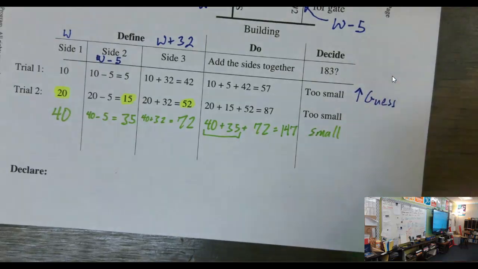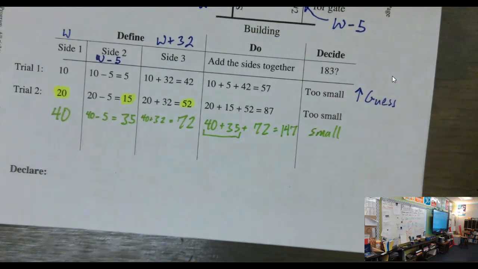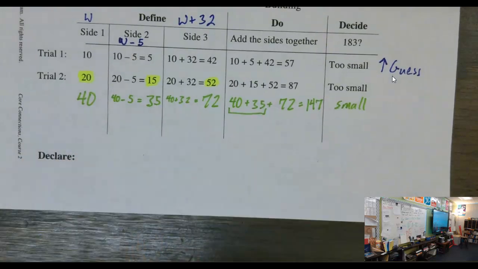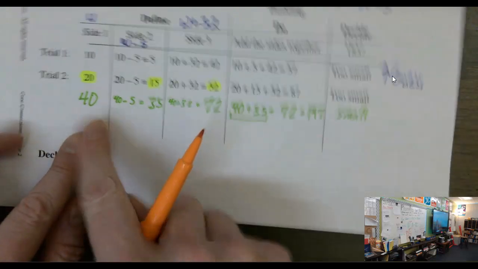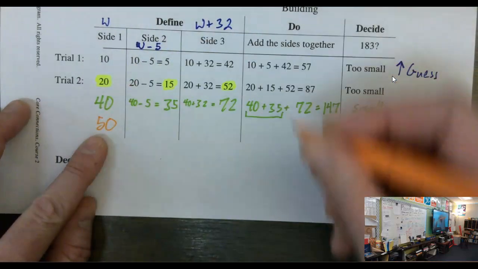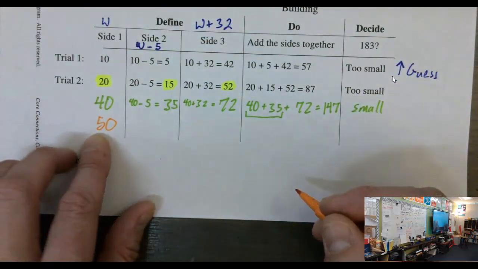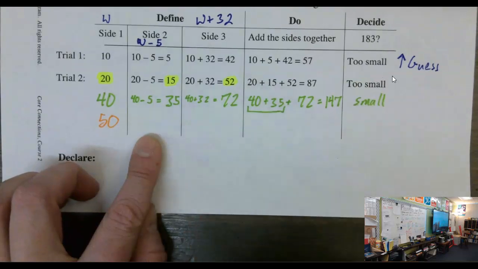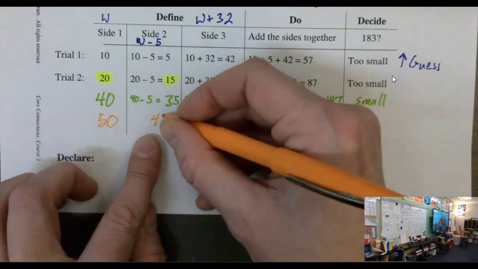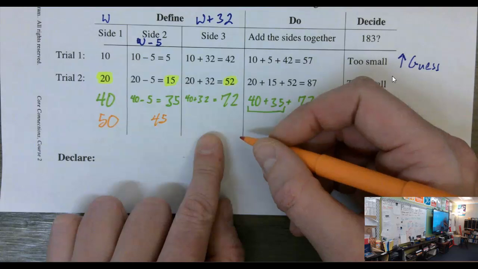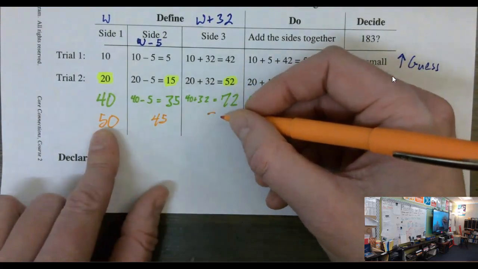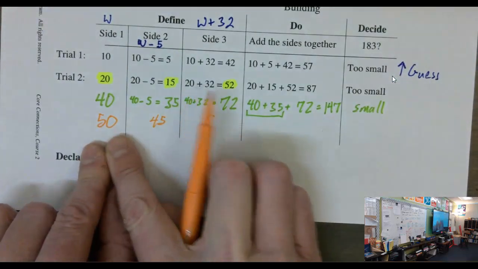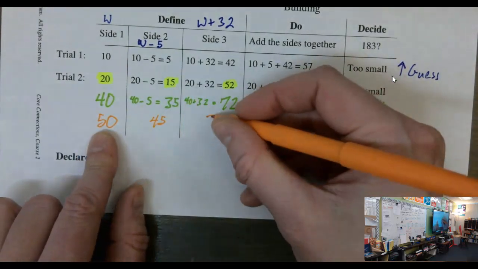So what are we going to do with our guess? Get bigger. Who's got another suggestion? 60. 56. Did you try 50? 46. So 50. What would the minus 5 be now? 45. What would the plus 32? Careful. Because it's 50 plus 32.